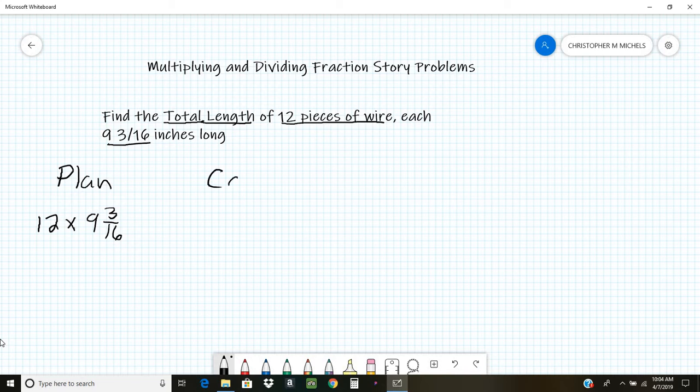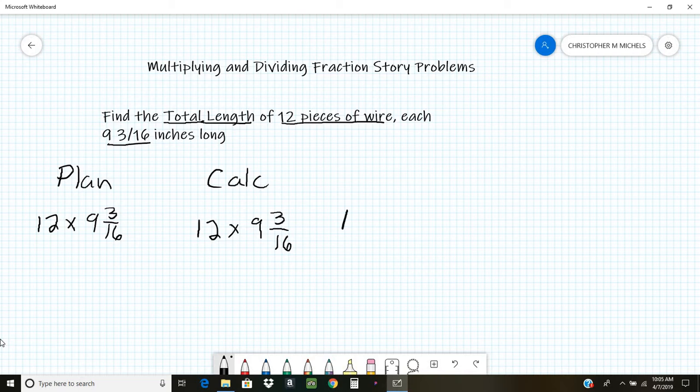Okay, now let's do the calculate step. We take 12 times 9 3/16. When I'm doing this in my mind, I do 12 times 9 as a precursor, so I have an idea of where the answer should be if my arithmetic goes awry. So I just do 12 times 9, which I think is 108. My answer should be somewhere around 108. It's going to be a little bit more because of the 3/16 part, but that should be the ballpark answer.